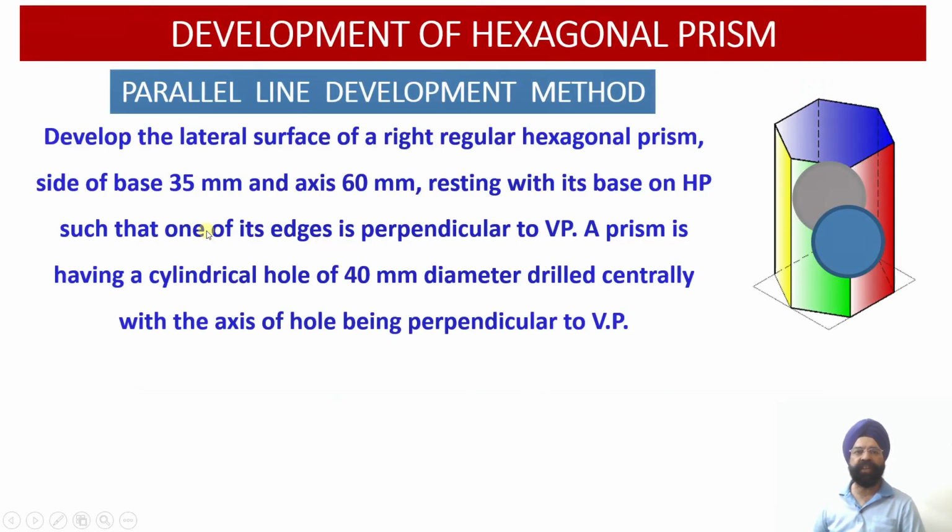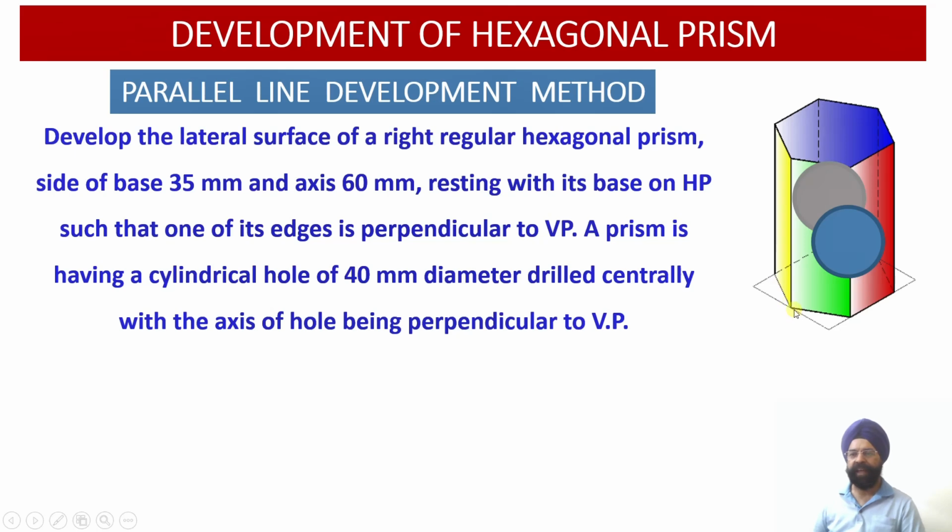Today's discussion will be about the development of a hexagonal prism using the parallel line development method. So let's read out the statement first of all. We are required to develop the lateral surface of a regular hexagonal prism having side of base 35 millimeter.